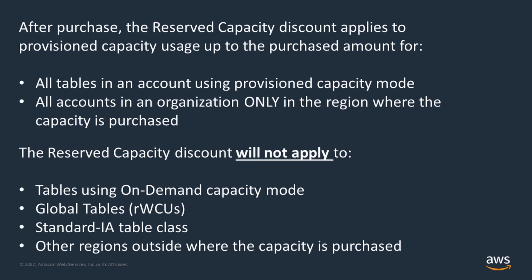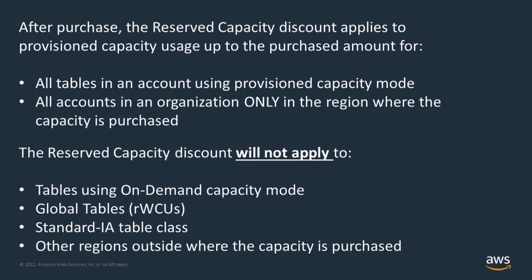Speaking of write units, reserved capacity is not available for global tables, which use an RWC unit. In addition, they're not available for the standard IA table class. So if you have a DynamoDB reserved capacity reservation, you cannot apply that to any tables that are in the standard IA table class. So reserved capacity is a great way to save up to about 74% at the 3-year term with the reservation. And overall, it's going to allow you to have a lower cost per unit. And that's what you need to know about reserved capacity.